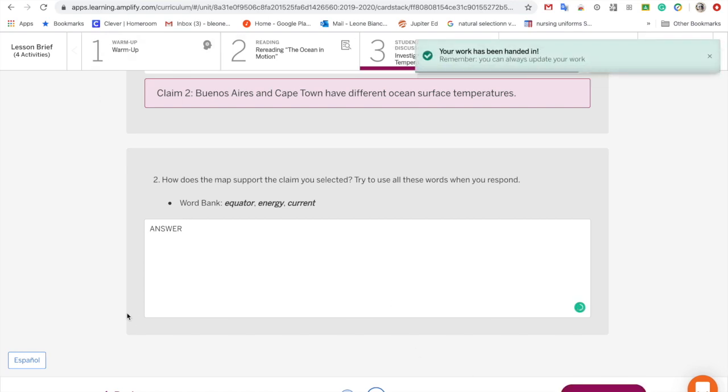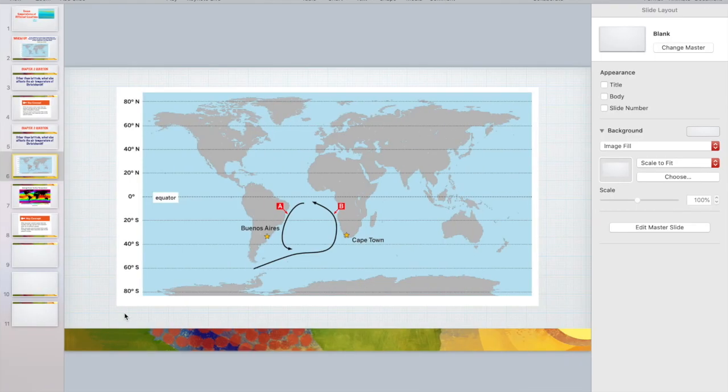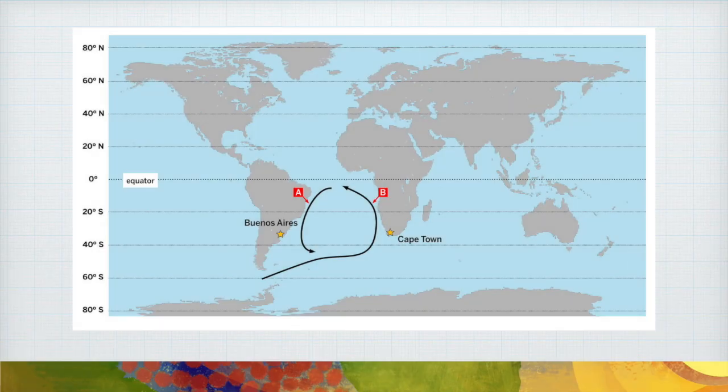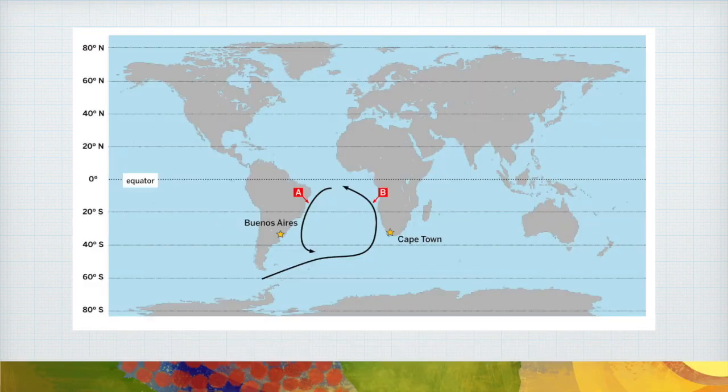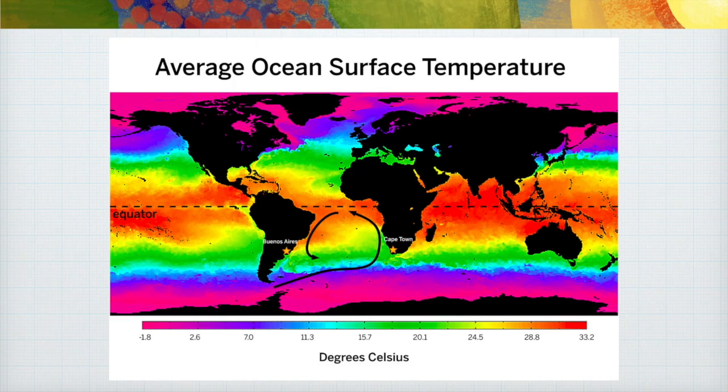Now, I'm going to go back to my slideshow here and press play. So I'm already giving you the answer that A is warmer because it's coming from the equator and B is colder because it's coming from the polar zones. But let's take a look at the average ocean surface temperatures on Earth, and keep in mind where the two arrows are located from this map.